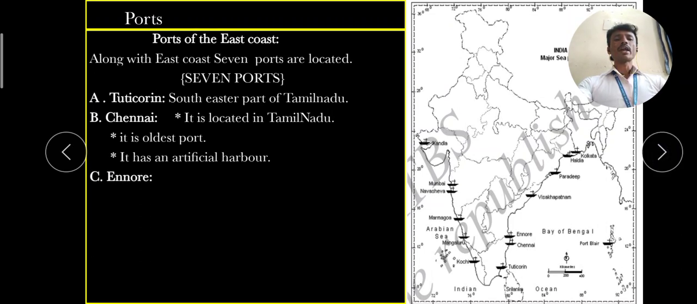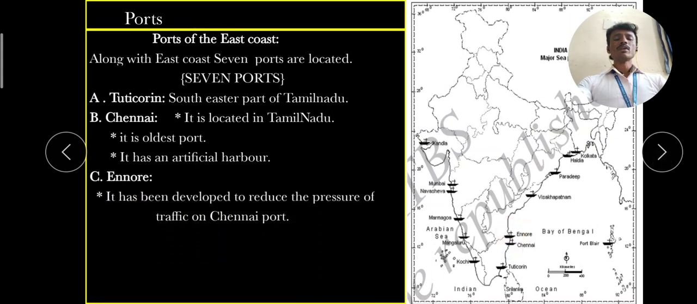Another one is Ennore, near Chennai. It has been developed to reduce the traffic pressure on Chennai port. Here also the purpose is to decrease the loading and unloading pressure, so another port was constructed at Ennore. It is located to the north of Chennai.